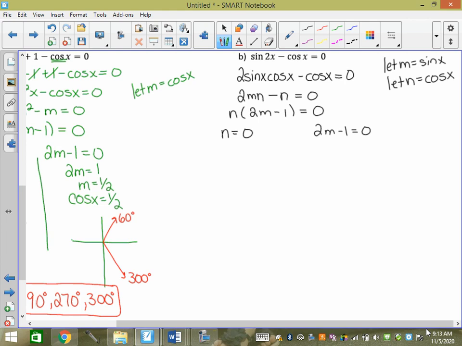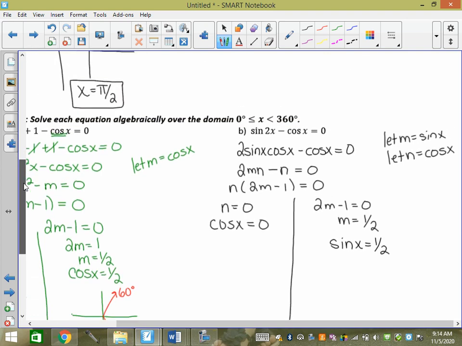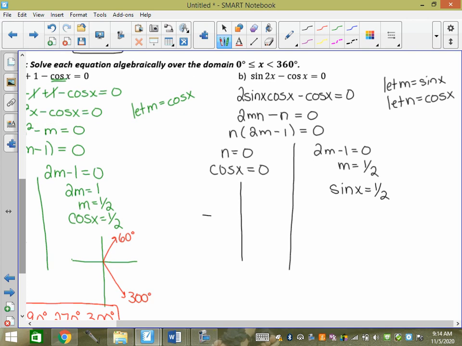So then for this one I'm going to get m equals a half. Now I have to find when cos x equals 0 and when sine x equals a half. Once again, it's still in the domain 0 to 360, non-inclusive of 360. So cos x is 0 at 90 and 270, which we already found last time. Then sine x equals a half has 30-degree reference angles, and sine x is positive in these two quadrants because of CAST, so 30 and 150.